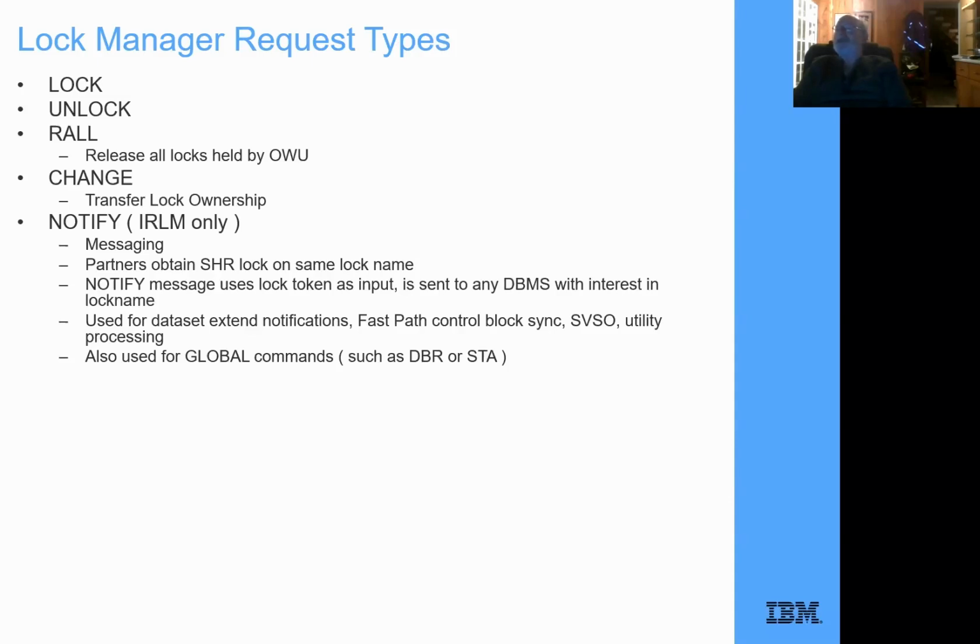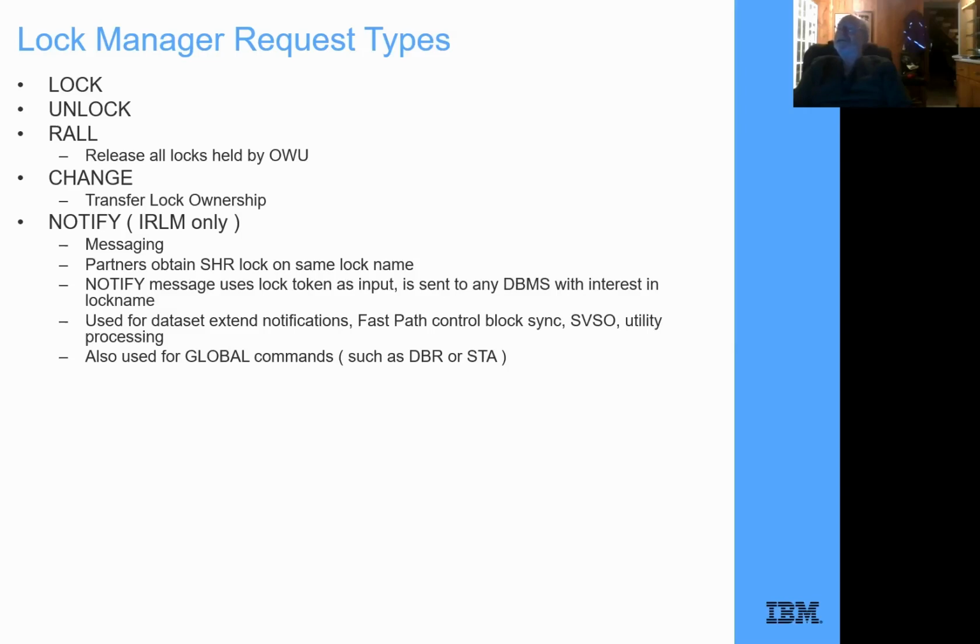And there's change, which transfers lock ownership from one work unit to another. An example of when change is used is in FastPath. At commit time, the ownership of the locks on altered CIs that are going to be written out is changed from the dependent region to the output thread, the I-task, so that the dependent region can go on and do the next unit of work, and yet the CI remains locked until it is successfully written to the area data set.